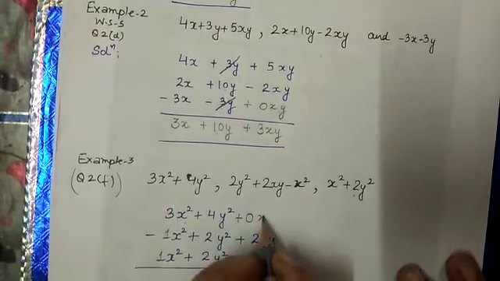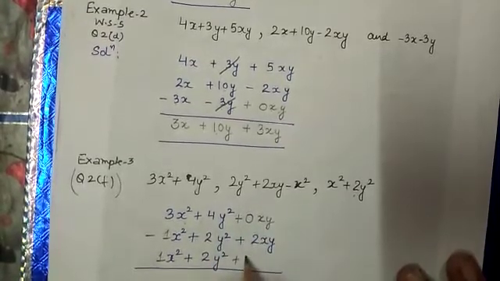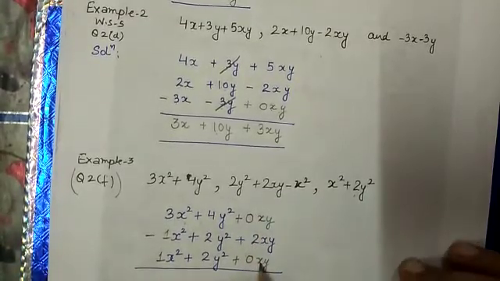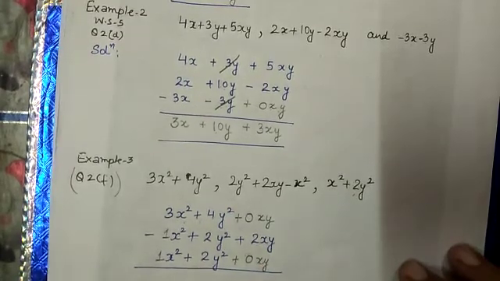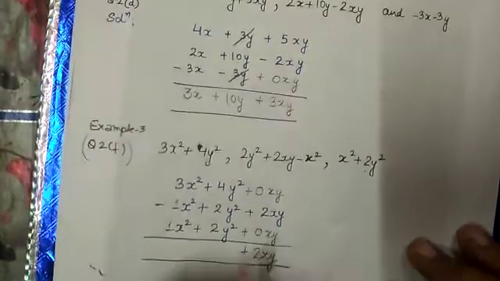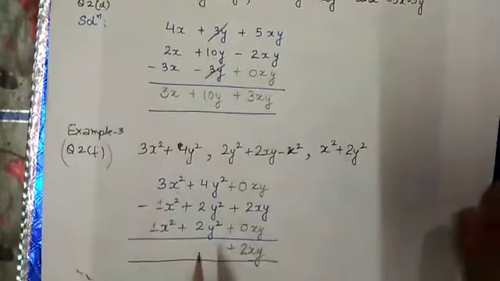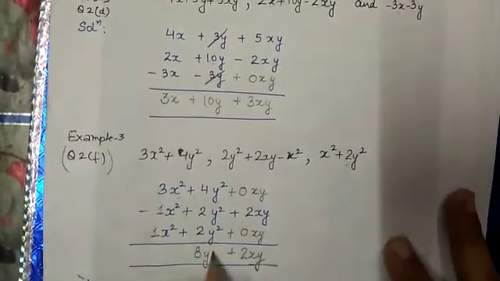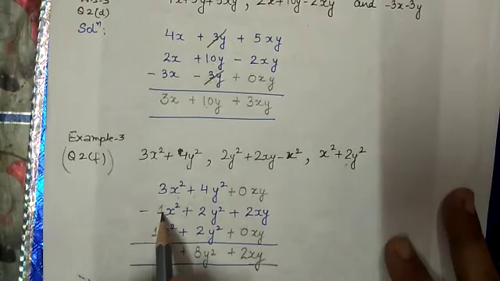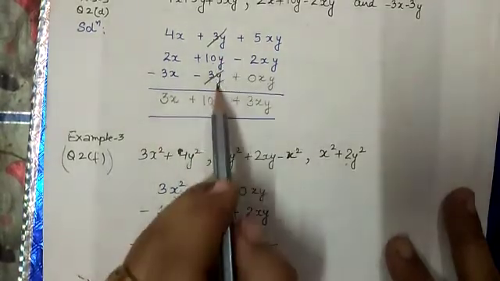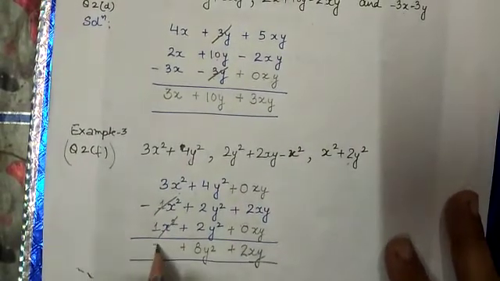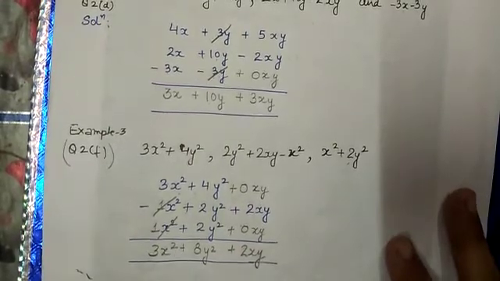Clear? And in the next, 1x square plus 2y square. Here we are not given xy in the first and third expressions. If we want, we can fill these blocks with 0xy. If you are not interested, you can leave them. Now it will become 2xy. Here 4, 2, 6 and 2, it becomes 8y square. Now 3 and 1, 4. 4 minus 1, 3. Or as I told you in the previous question, same numbers with opposite signs can be cancelled. So you can do this also as you feel better. Clear?